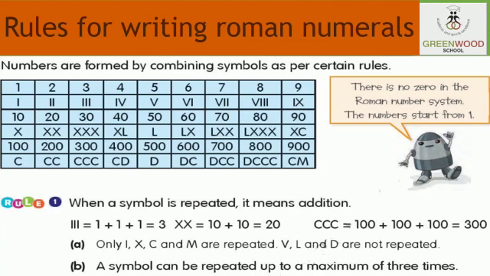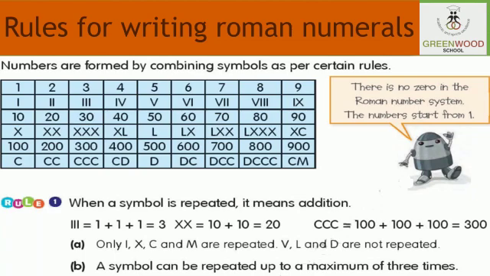X means 10. So, 10 plus 10 is equal to 20. C means 100. So, 100 plus 100 plus 100 is equal to 300.